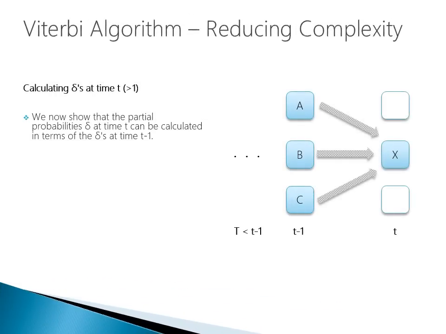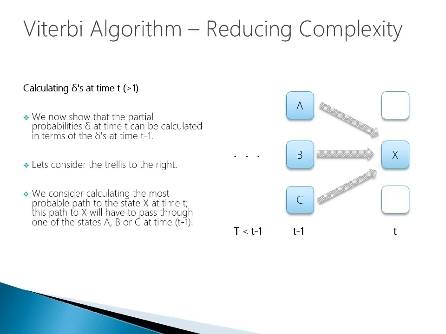So now let's look at a scenario where we're calculating deltas at a time t greater than 1. We now show that the partial probabilities delta at time t can be calculated in terms of the deltas at time t minus 1. Let's consider the trellis on the right-hand side. We consider calculating the most probable path to the state X at time t. This path to X will have to pass through one of the states A, B, or C at time t minus 1.